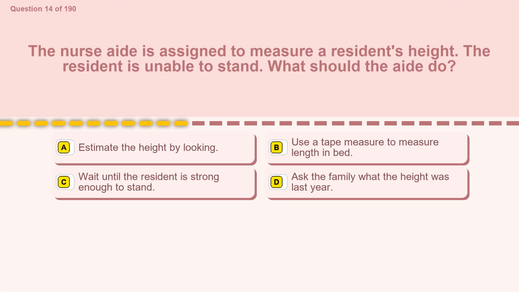Option A. Estimate the height by looking. Option B. Use a tape measure to measure length in bed. Option C. Wait until the resident is strong enough to stand. Option D. Ask the family what the height was last year.